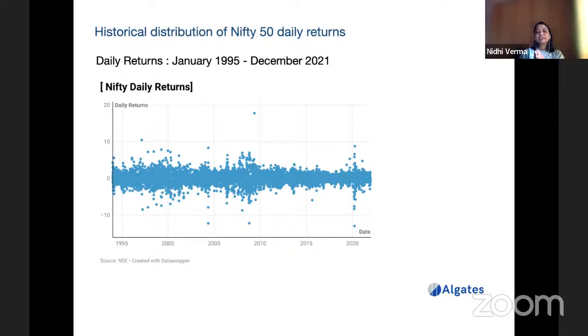So what we see here is that when the market is volatile, it is on both sides. It is not that the dots are only on the higher side or only on the lower side. Whenever there is dispersion, whenever there is movement away from the mean, it is on both sides, above the zero line and below the zero line also. So when the markets are volatile, they move both ways. It is not that the market is always going down or always going up. Whenever the market is volatile, it is moving both ways.